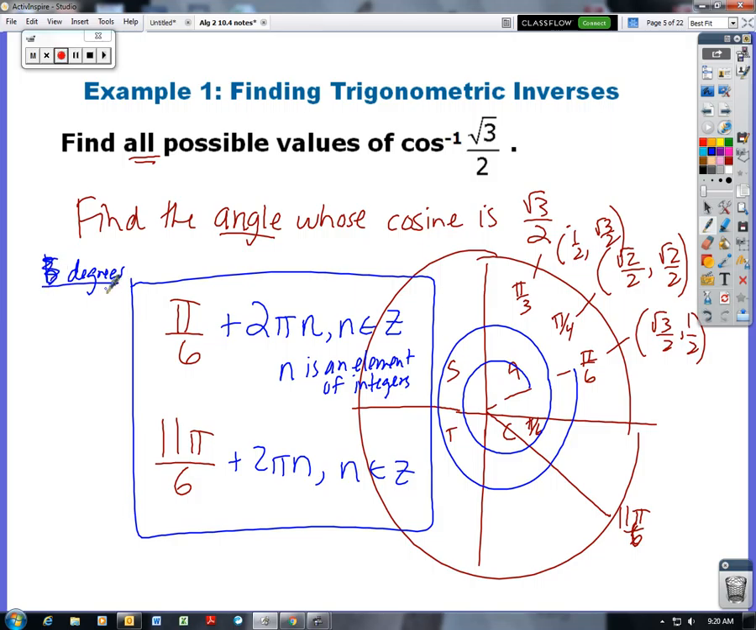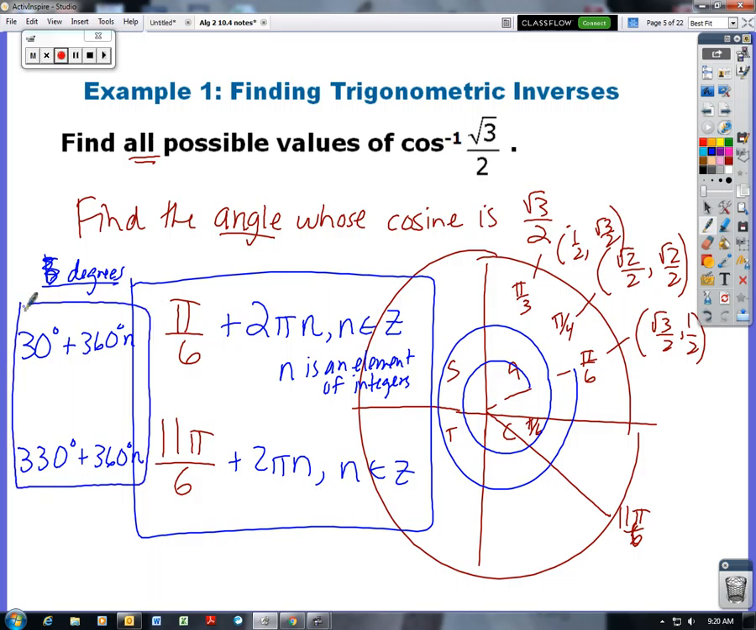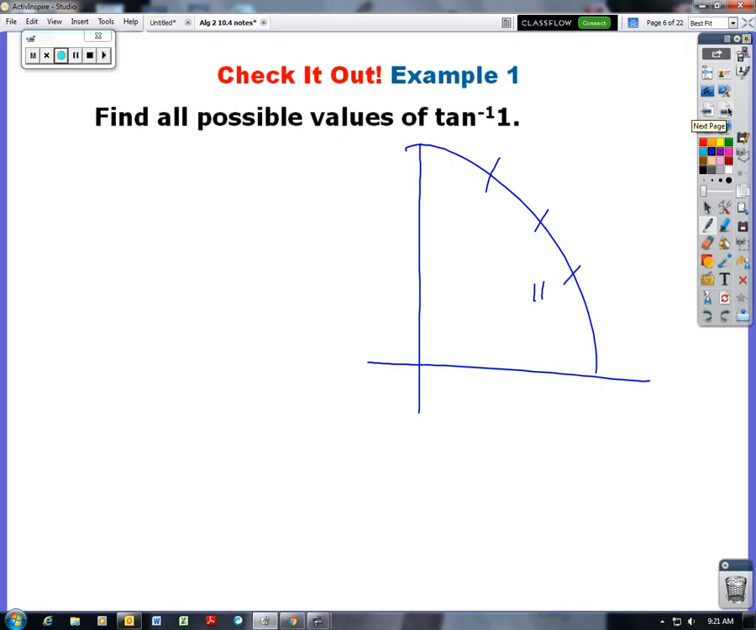If you use degrees, pi over 6 is 30 degrees plus 360n, because 2 pi is 360. And then 11 pi over 6 is 330 degrees plus 360n. So that's how you would have answered if you were doing it in degrees. All right, back to this. So this is pi over 6, pi over 4, pi over 3. We'll repeat the unit circle here.